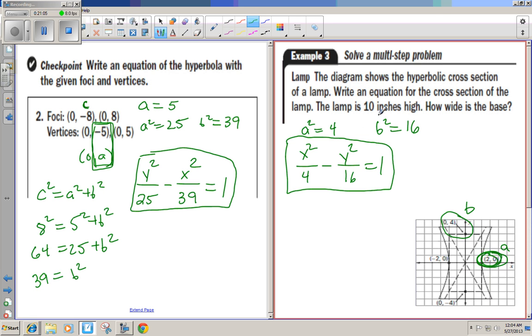Done. Now the lamp is 10 inches high. How wide is the base? All right. So since we're dealing with pluses and minuses here, if it is 10 inches tall, that means we want to know what the x value is when y is at 5 or negative 5. That part really doesn't matter. So we want to know what the x is when y is 5. So what is x?